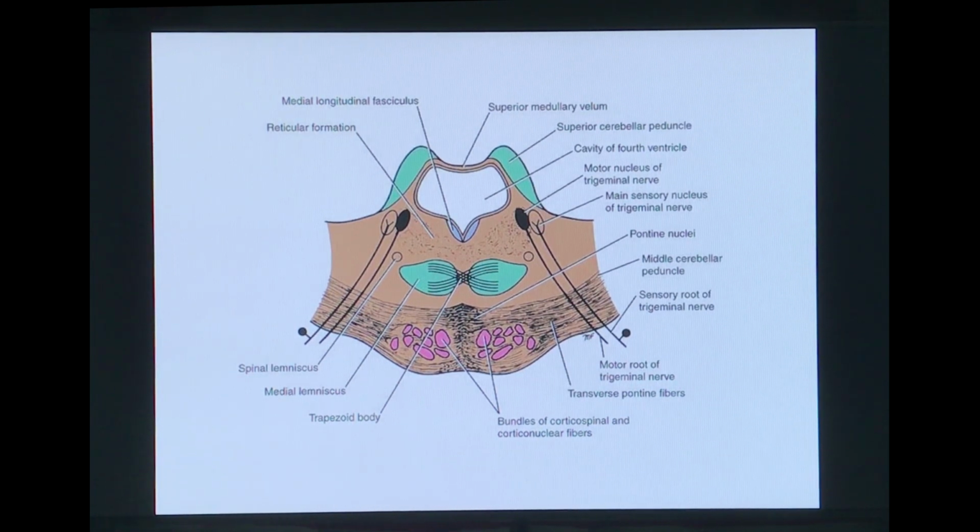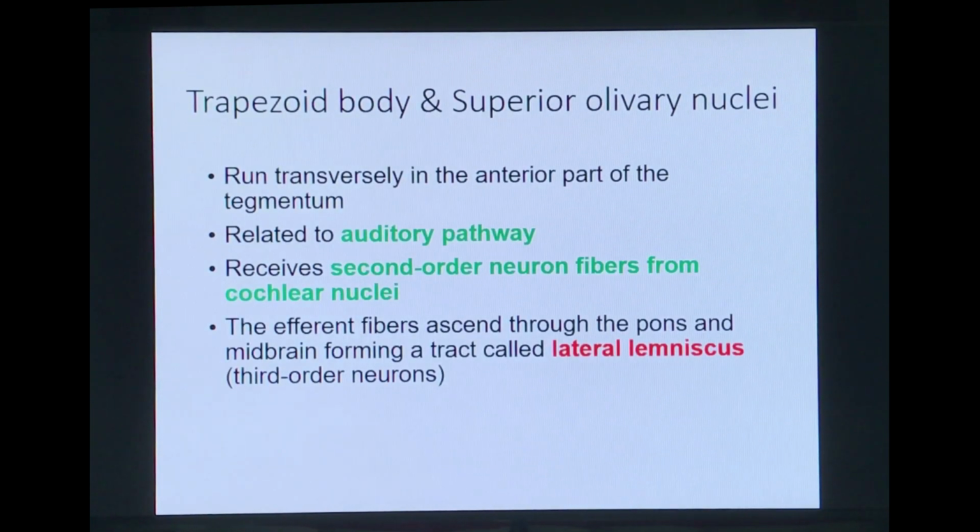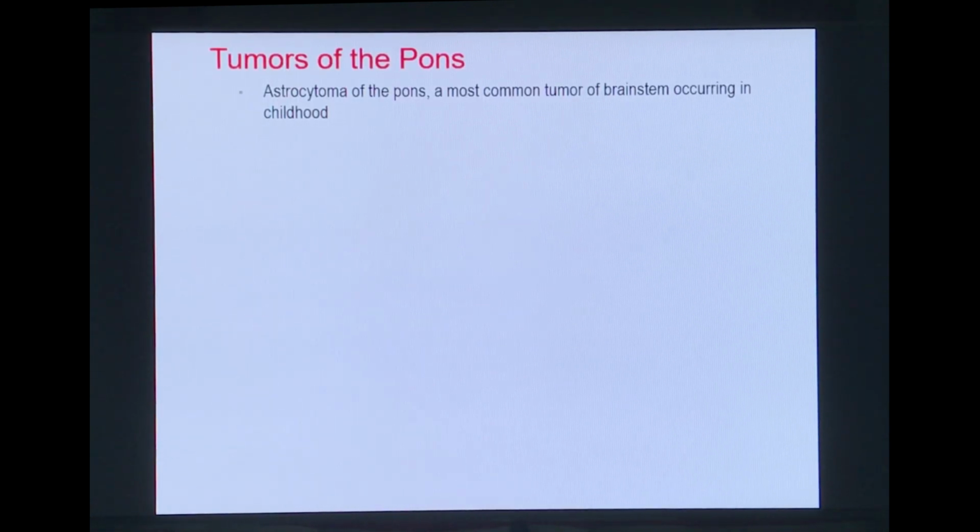In the midbrain there is a colliculus called the inferior colliculus. They relay over there, and from there they go to the medial geniculate body, and from there to the higher centers. So this is related to the auditory pathway. The trapezoid body and superior olivary nuclei are related to the auditory pathway, and this also involves the formation of the lateral lemniscus. So that's about the internal features of the pons. Let us move on to the clinical aspects related to the pons.